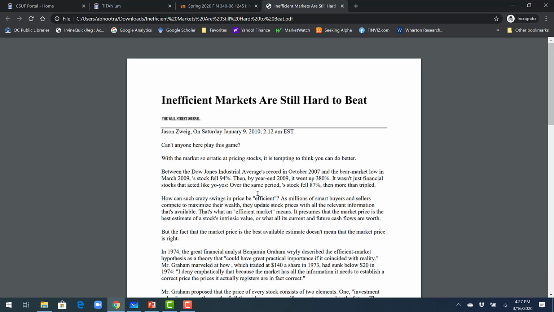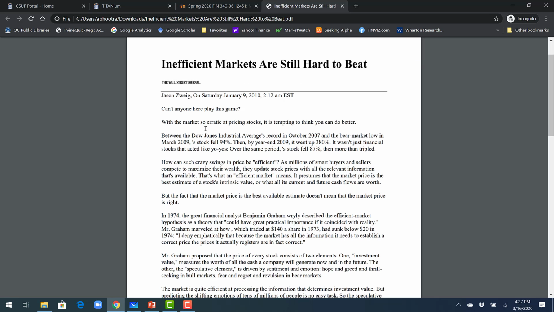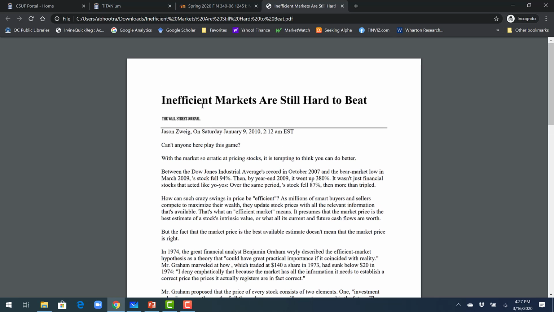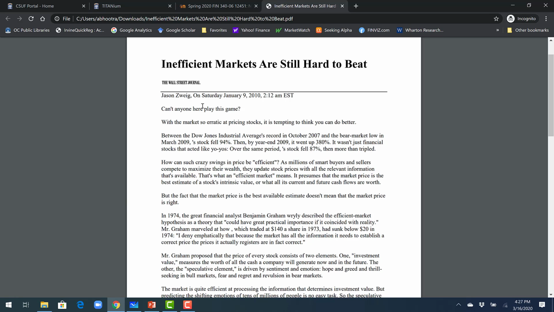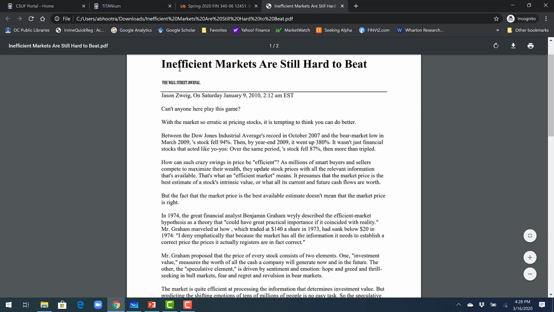So this article is called "Inefficient Markets Are Still Hard to Beat," right? That is my viewpoint, that markets are not efficient. I think we have seen enough evidence. We have all these bubbles and things like that that seem to suggest that markets are not efficient, right? And yet all these investors, mutual funds, and all, they're not able to beat the market, right? And that is what this article is talking about, as the title suggests: inefficient markets are still hard to beat.